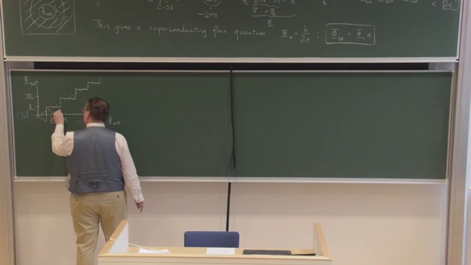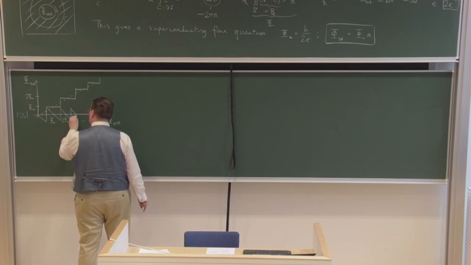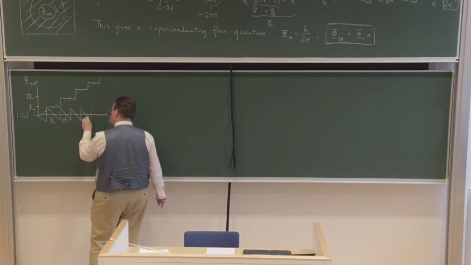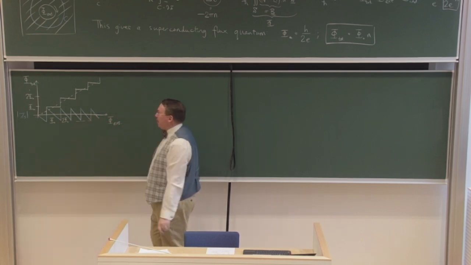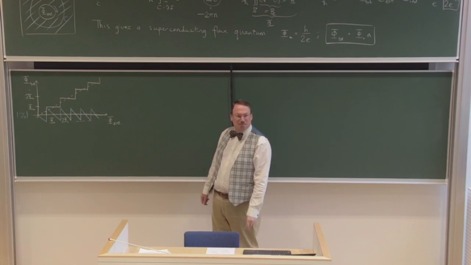And every time we have one of these steps in flux, we'll get a jump in the current. And again, the perfect sharpness of this is a theorist's idealization. So that's what's going on.